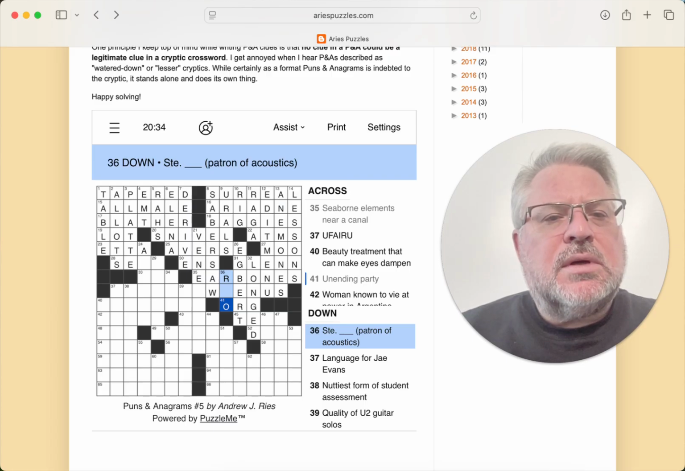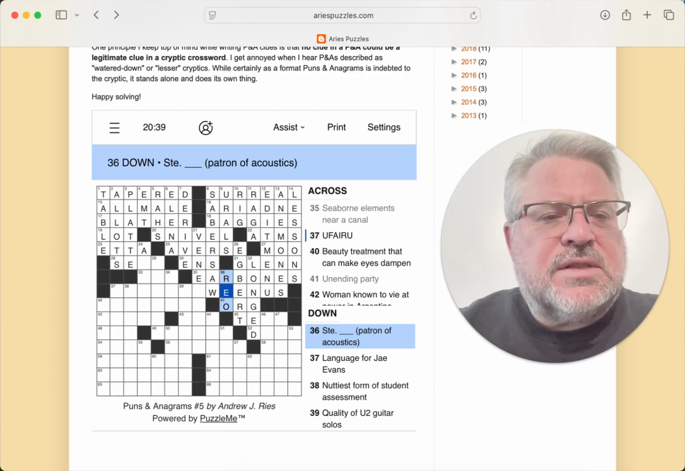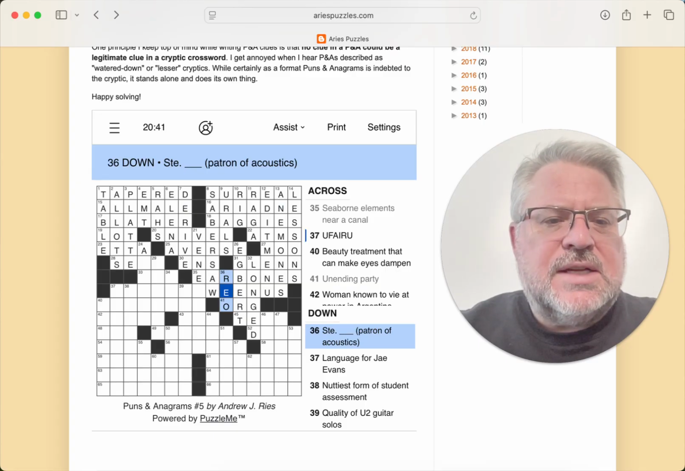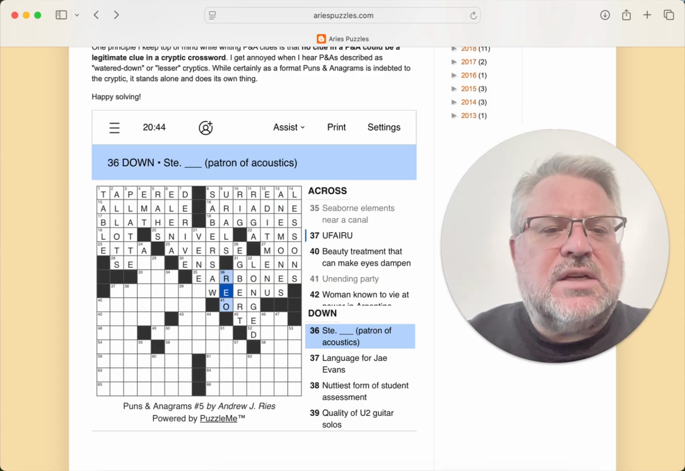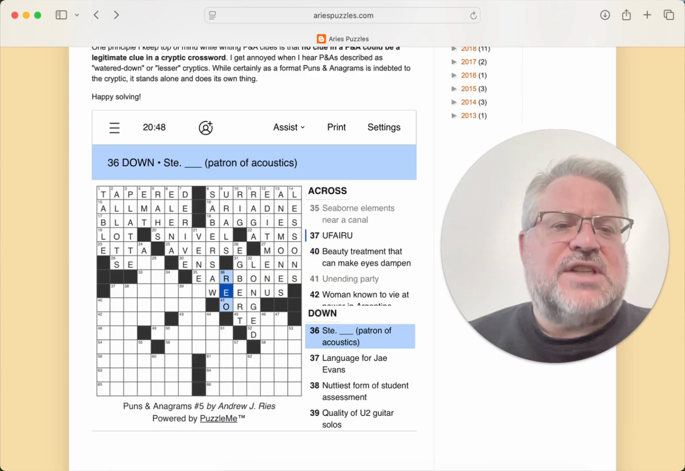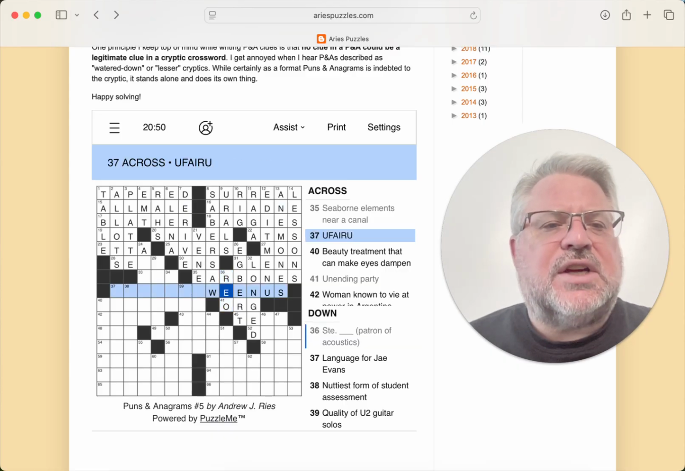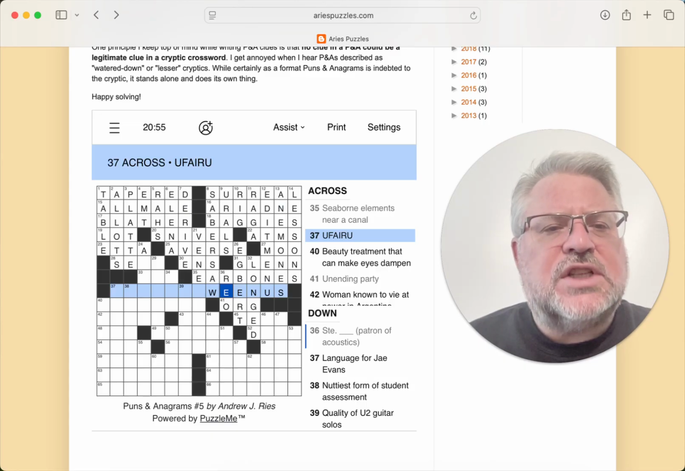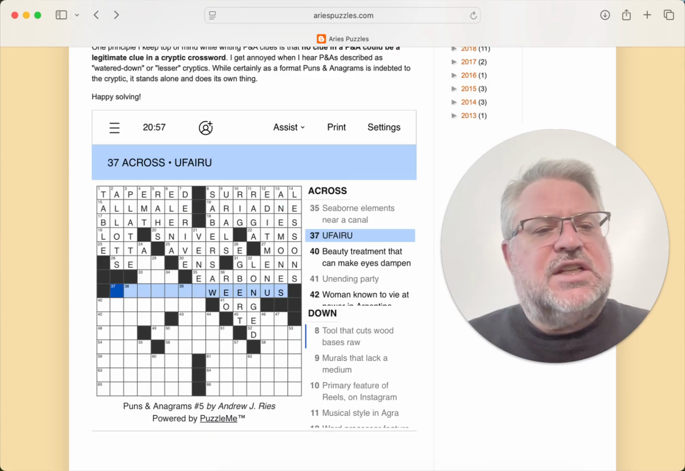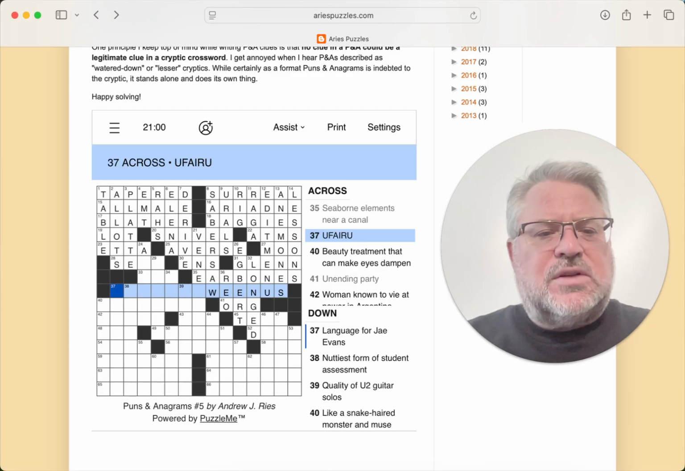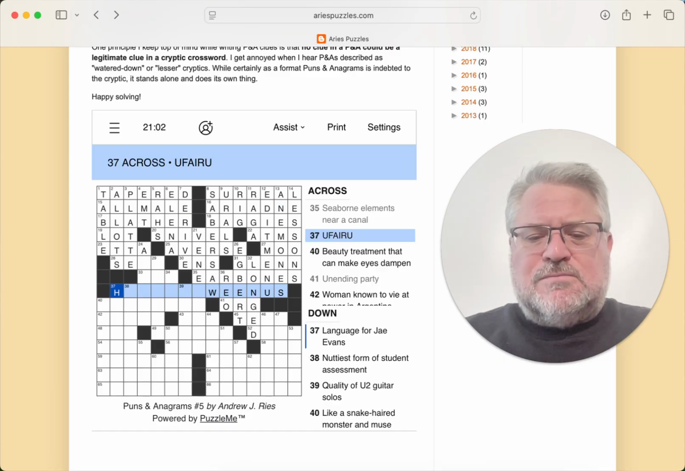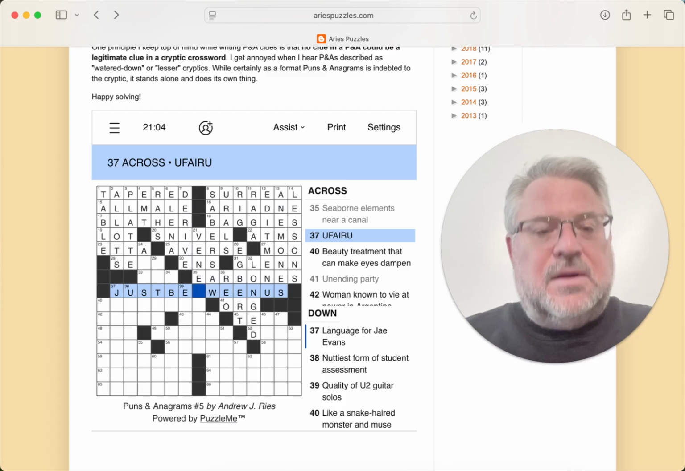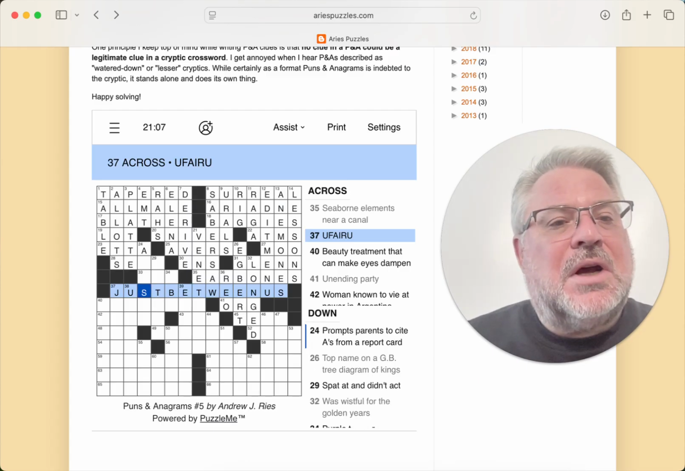Stereo. STE is the French abbreviation for a female saint. So Saint REO might be a patron saint of acoustics. Stereo. I think that's just a pun on stereo. You, fair, you. Just between us. Fair means just. It is between two yous. Just between yous. Gives us just between us. Okay. I like that.